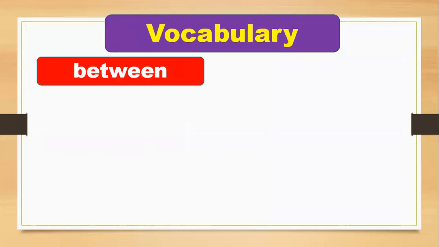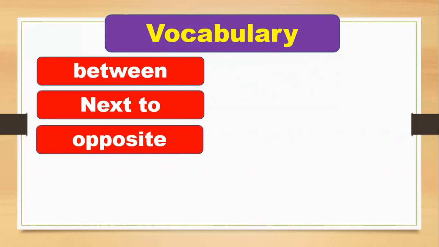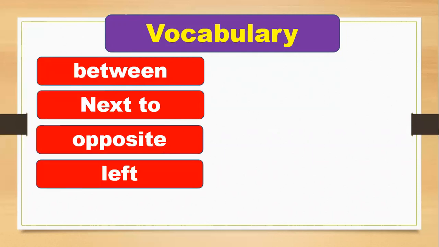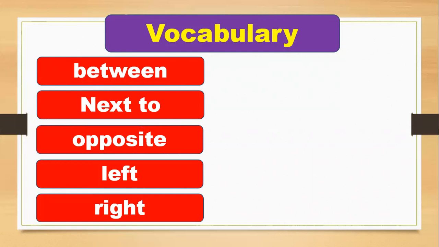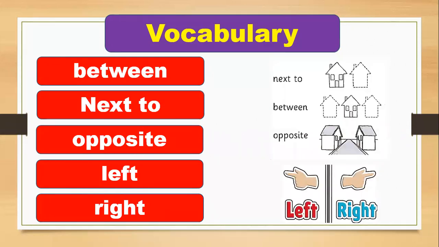Today you learned new words: between, next to, opposite. Between, next to, and opposite. And left and right. So you have to learn and memorize these words. When you want to ask direction, you can use these words: between, next to, opposite, left, right. Can you see the house? This is next to. Between, opposite. This is the right, this is the left.